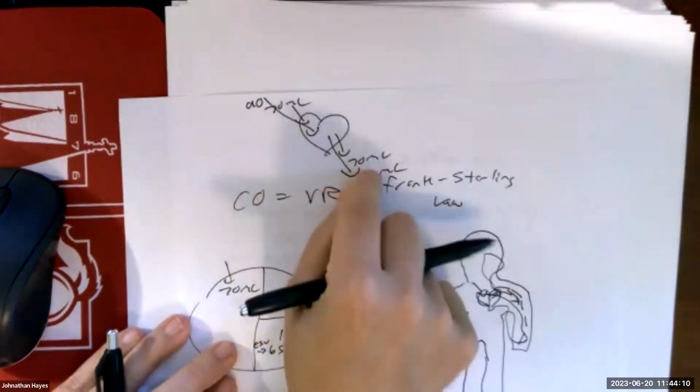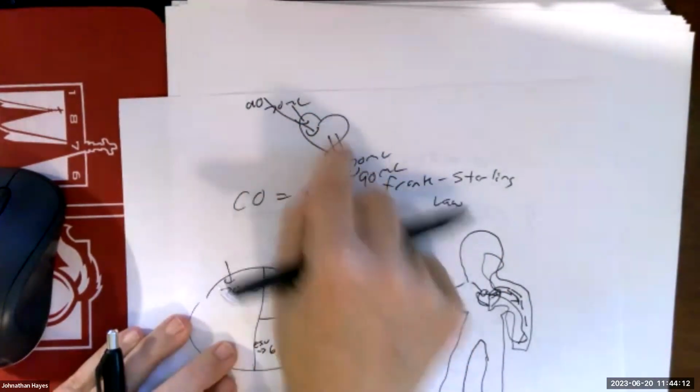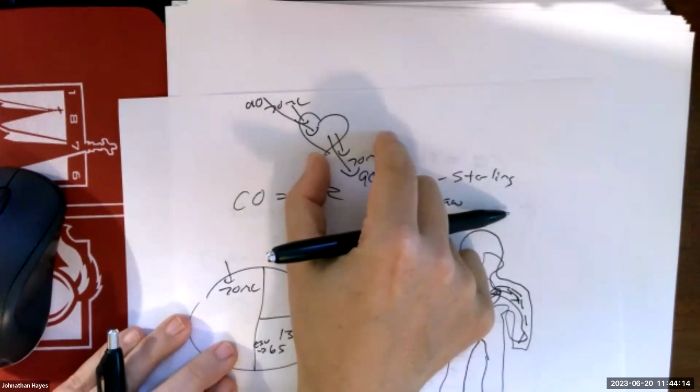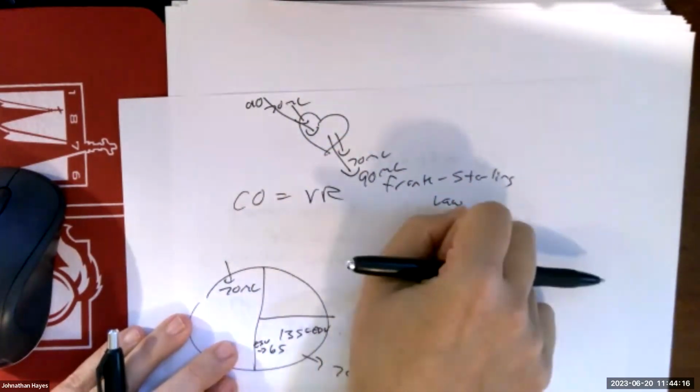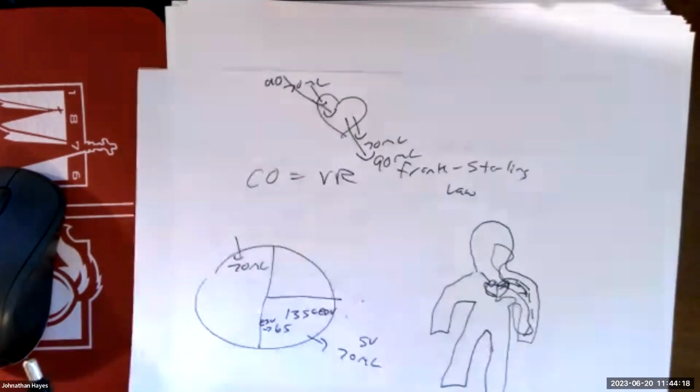But I can alter this separately. I can have 90 come back in after 70 left, and that can preload the heart more, distend it more, right? You can do that. It's okay. So again, I know there's confusion, but it's okay. We'll get there.